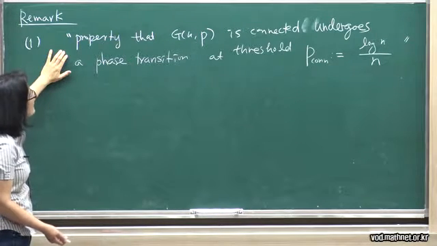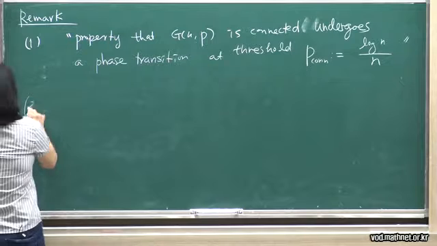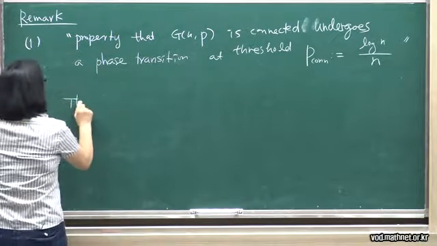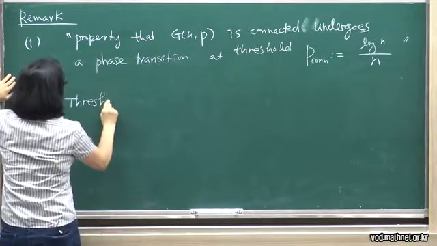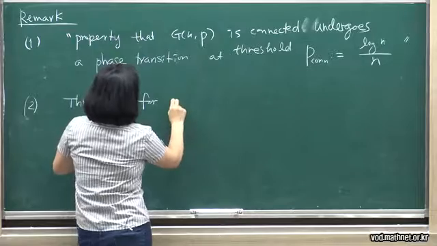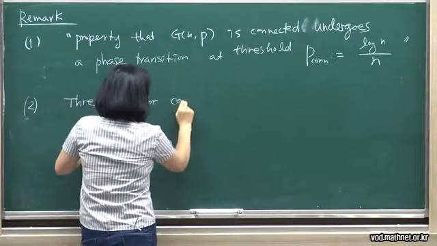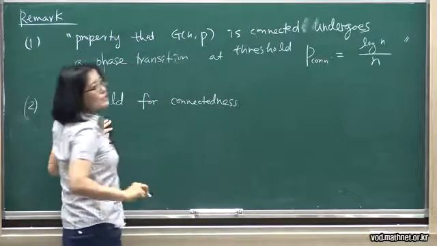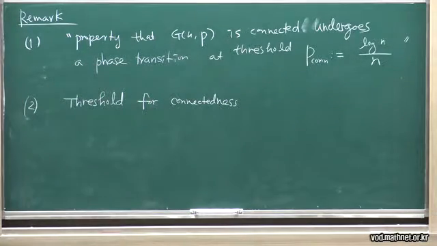The second thing is that after this paper, they also wrote several other papers, and many years later, people observed that this threshold for connectivity, or connectedness, is determined by a very simple property, namely isolated vertices.